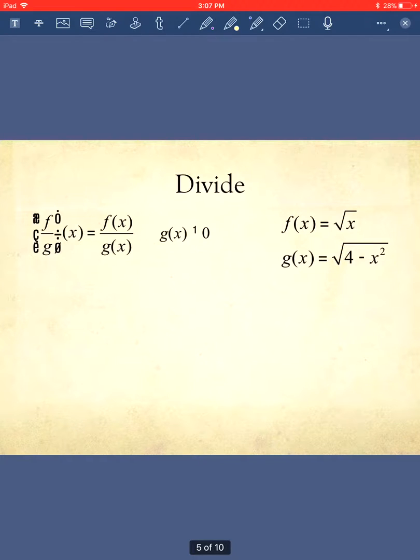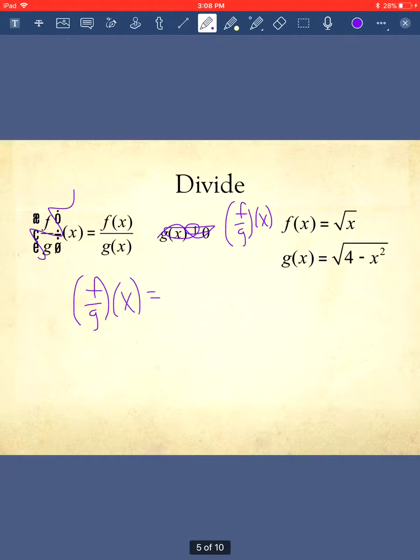For division, I don't know what all of this mess over here is. Ignore all this. So f of x over g of x, which can also be written as f over g of x. So if f of x is the square root of x and g of x is the square root of 4 minus x squared, to divide, you're just going to write 1 over the other. So f over g of x equals the square root of x over the square root of 4 minus x squared.